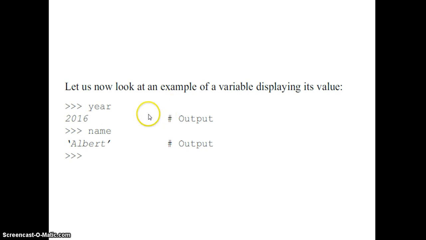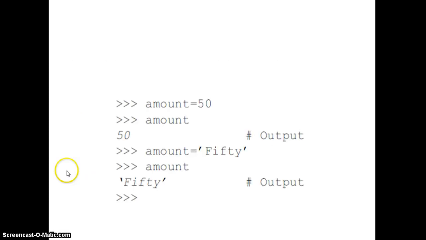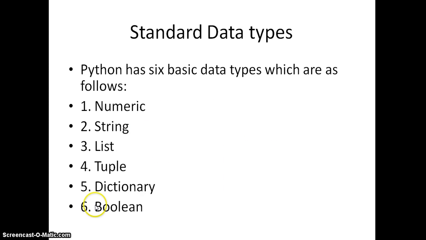Let us now look at an example of a variable displaying its value. If you type year, 2016 will be displayed. If you type name, Albert will be displayed. And we can also assign one variable to another variable. Say for example, I am giving name1 equal to Albert and name2 equal to name1. Now if you type name2, Albert will be displayed. Similarly, numeric data can also be assigned to another variable. Here we have displayed amount equal to 50, where numeric data is displayed, and amount equal to "50", where the string data is displayed.